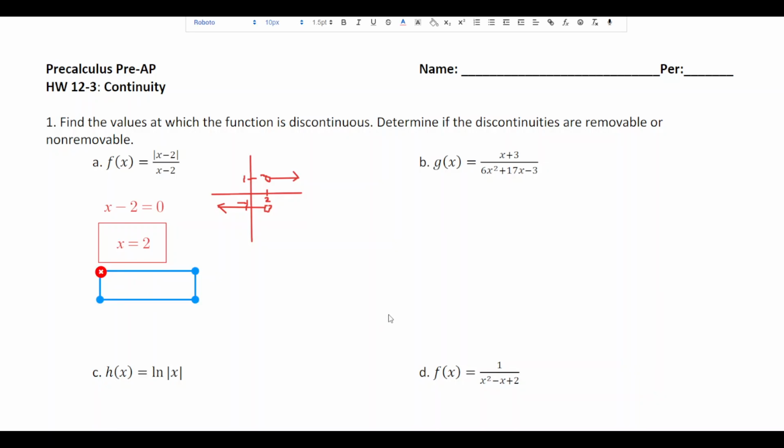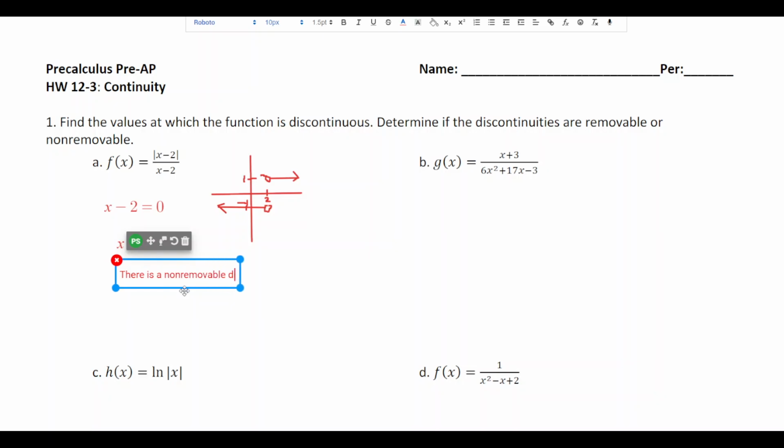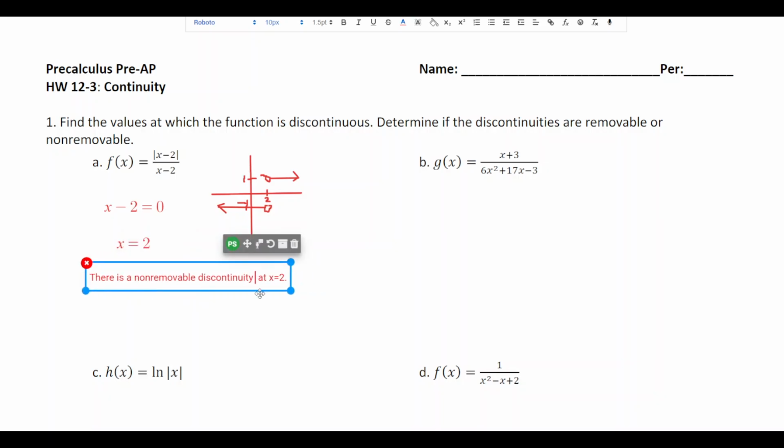If we're going to clean up how we answer these questions, I'm going to say that there is a non-removable discontinuity at x equals 2. And I'm also going to give just one slight bit more detail here. I'm going to call this a jump.